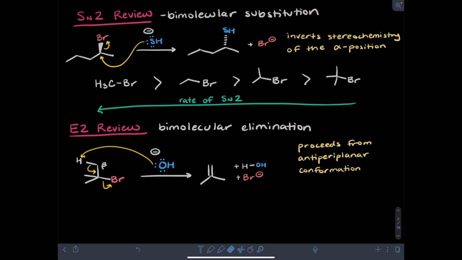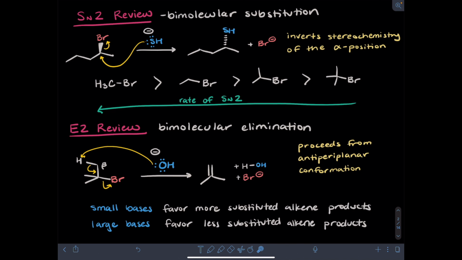E2 proceeds from an anti-periplanar conformation. The size of the base matters for E2 reactions. Small bases will favor the more substituted alkene product, whereas large bulky bases will favor less substituted alkene products.